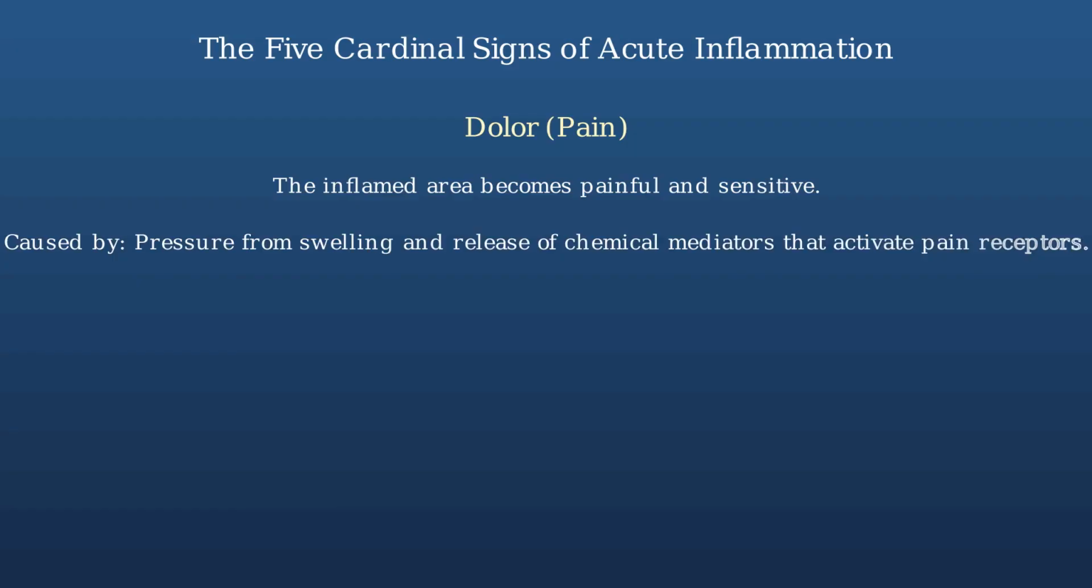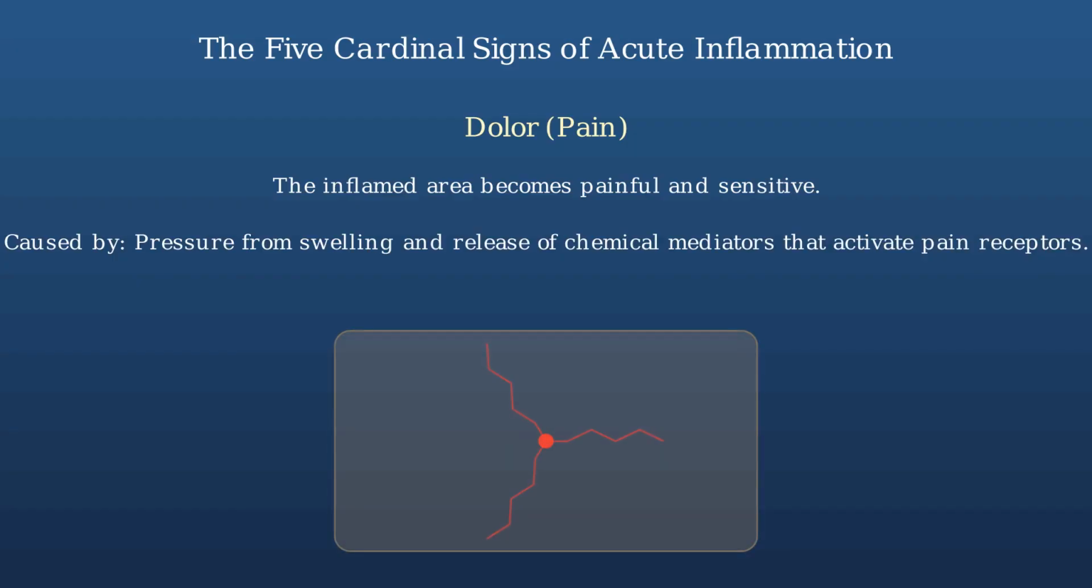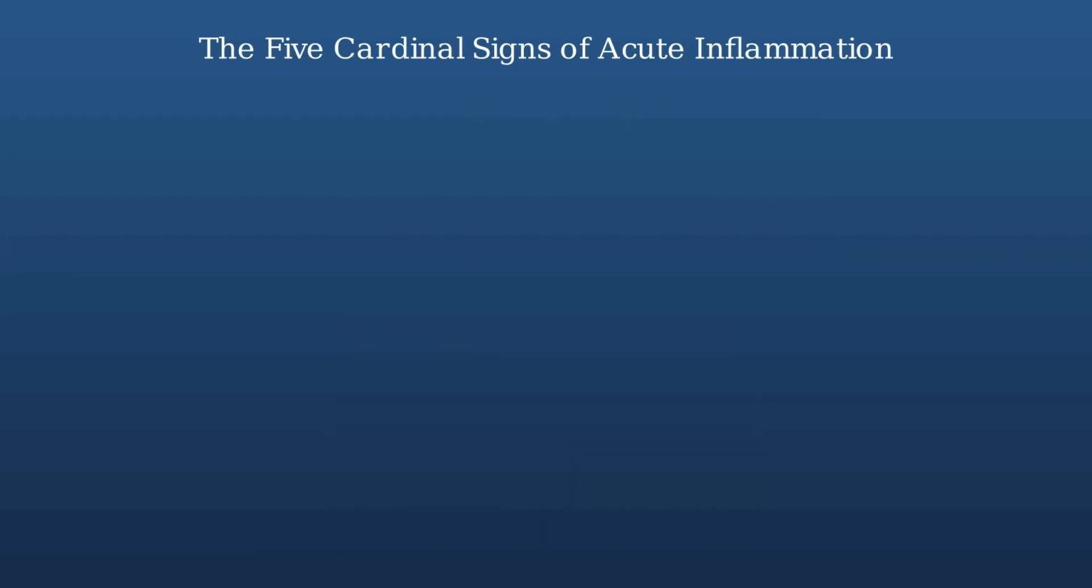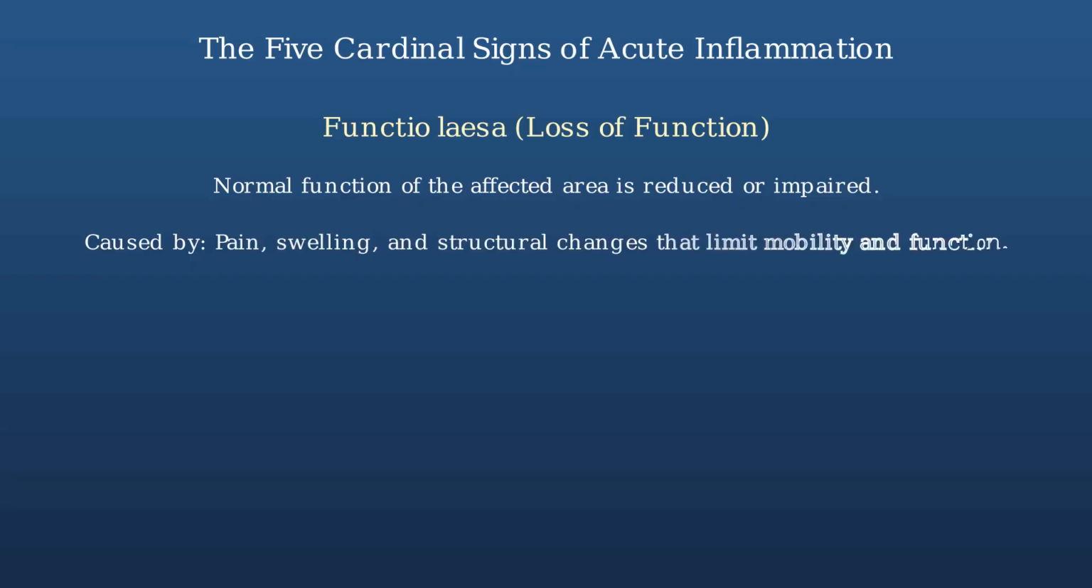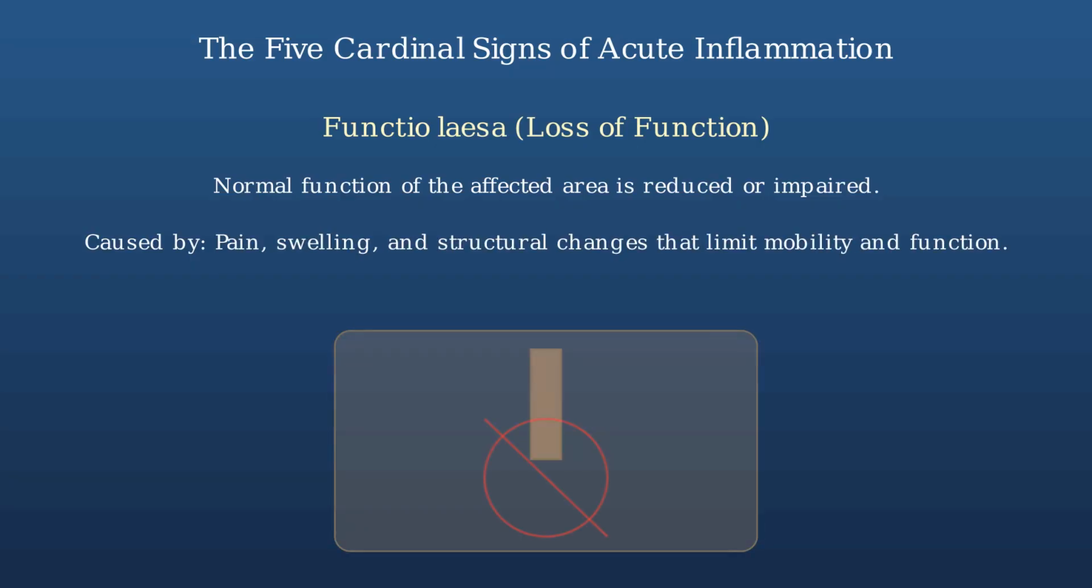Dolor, or pain, is the fourth cardinal sign. Pain occurs due to both physical pressure from swelling and the release of chemical mediators that directly stimulate nerve endings in the affected area. The fifth sign, functio laesa, means loss of function.